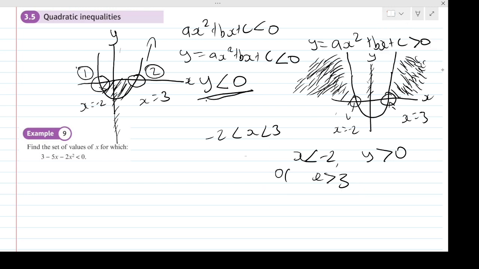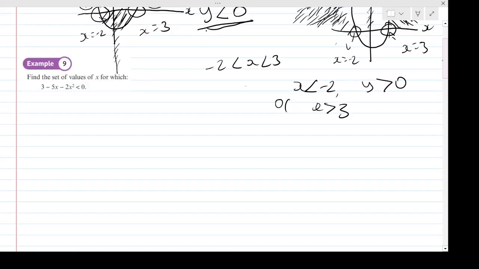Yeah, that's really it. So the whole idea is how we're going to solve these quadratic inequalities is we're going to sketch the graphs, find their roots, which will be part of the graph. Then we can use that to see whether it's below the x-axis or above the x-axis, depending on the inequality. Anyway, let's have a look at some examples then. So firstly, it's saying find the set of values of x for which 3 minus 5x minus 2x squared is less than 0. I don't like negatives with the x squared.